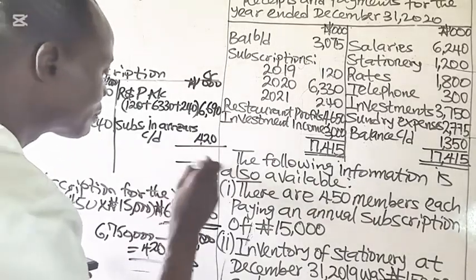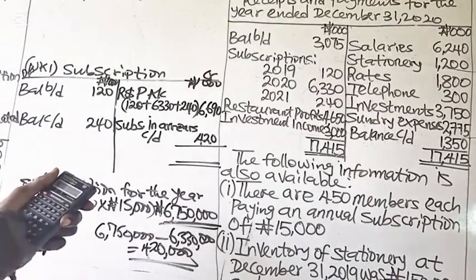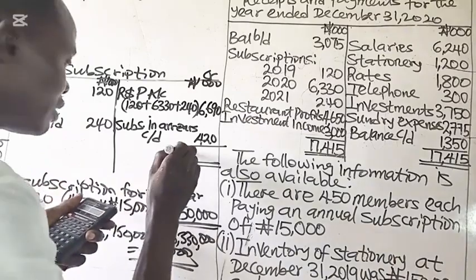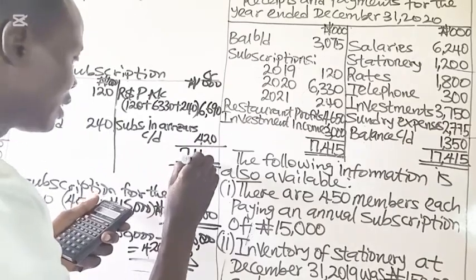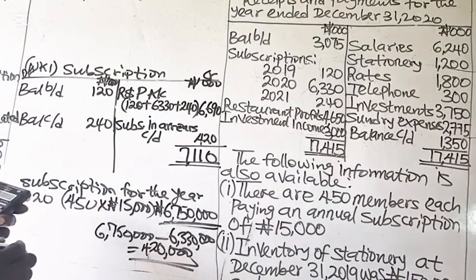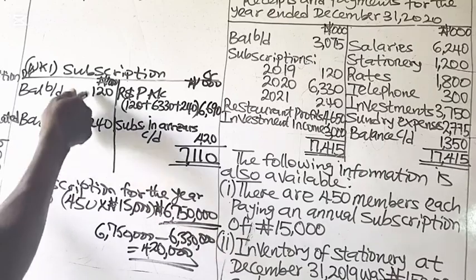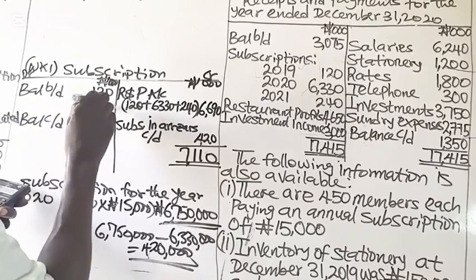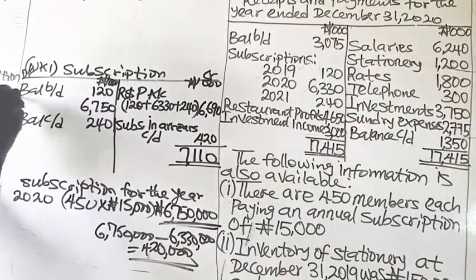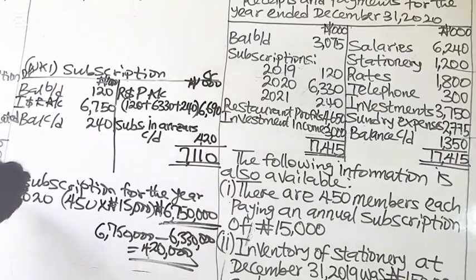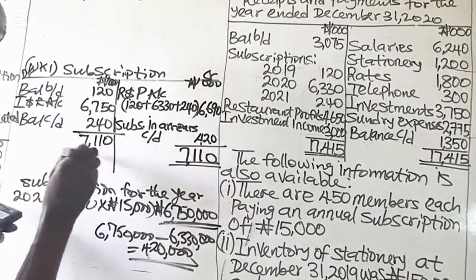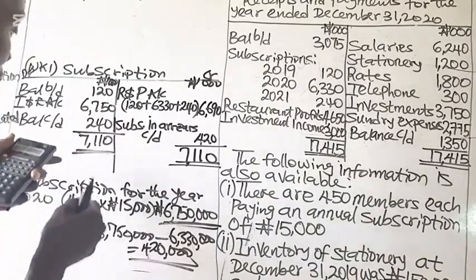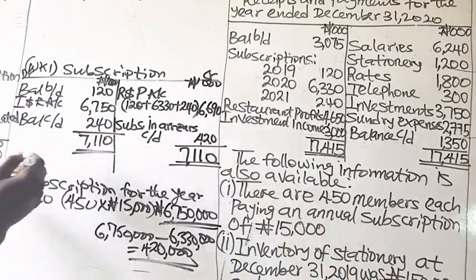So if you sum this up, 420,000 plus 6,690 gives you 7,110. Then if you subtract 360, it gives you 6,750. That is the subscription that will be transferred to income and expenditure account, which is the balancing figure. What I'm trying to tell you in a nutshell is that the subscription made for that financial year is the amount that will always appear in income and expenditure account. So the arrears here will be brought down to the next period.